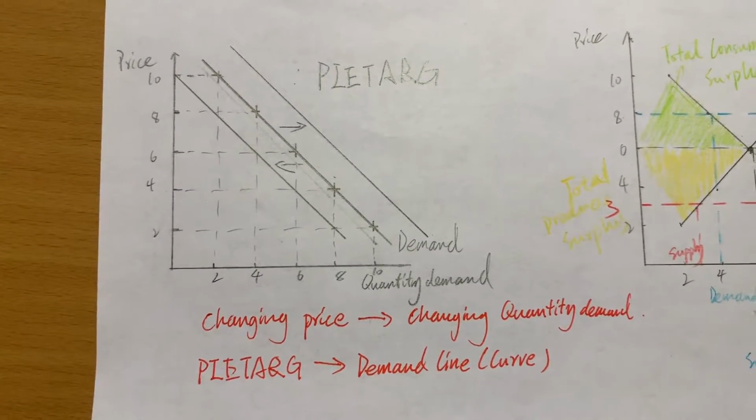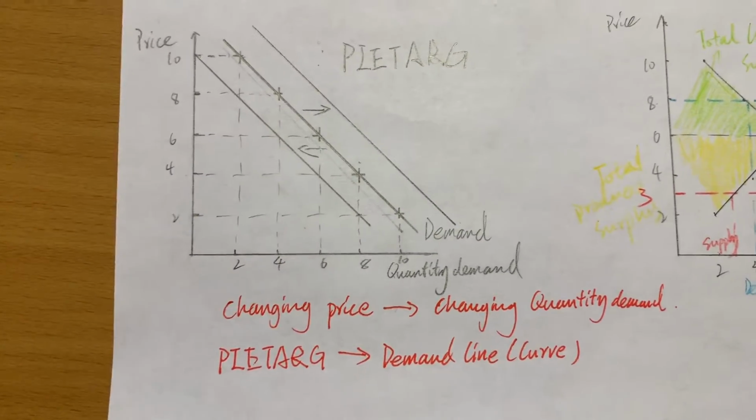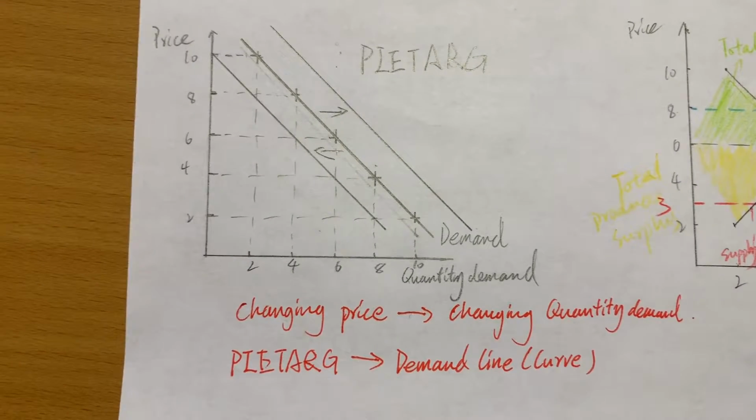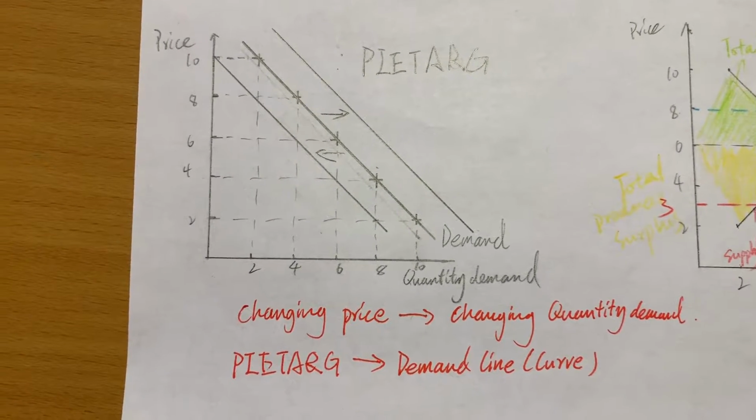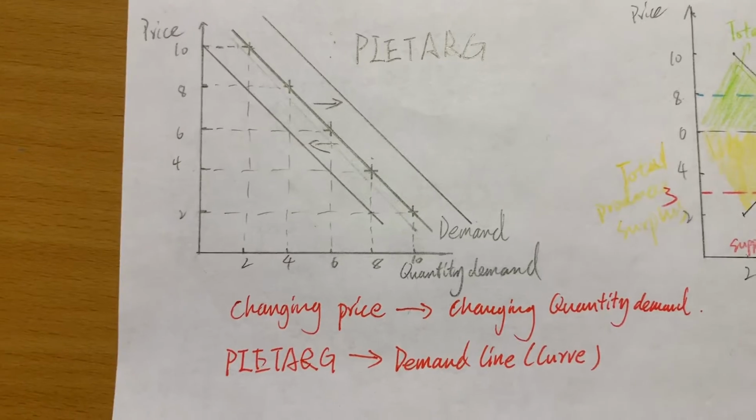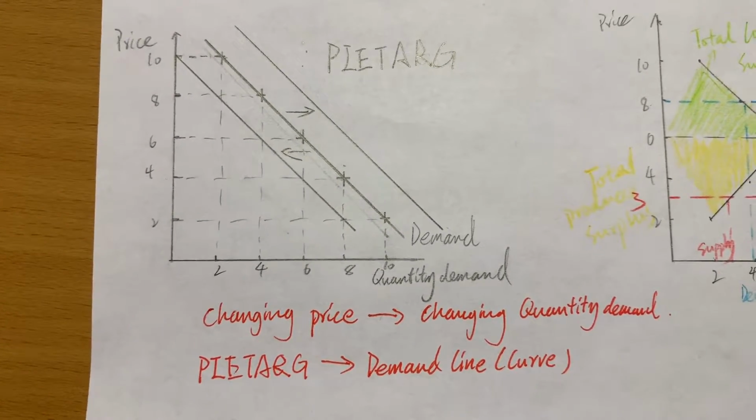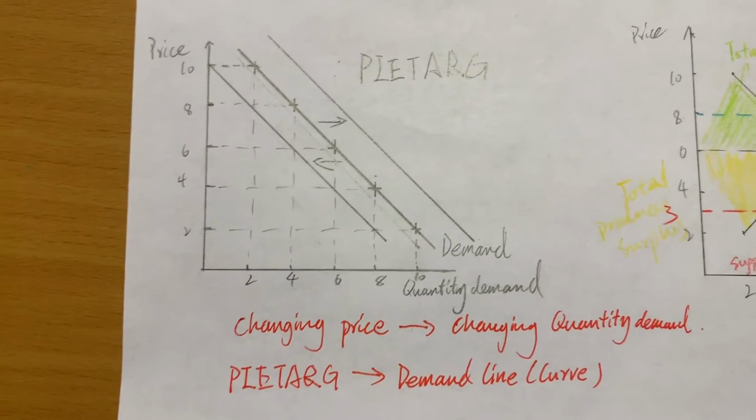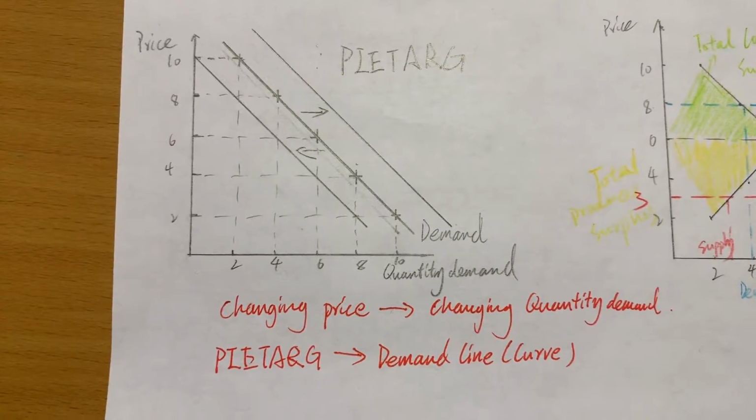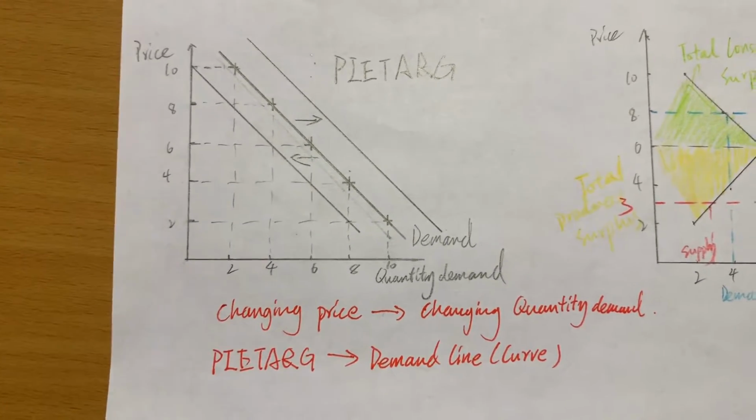Only the PIE chart, which refers to population, income, expectation, taste and advertisement, and related goods, such as substitutes or complements. Only these could change the demand line or demand curve.